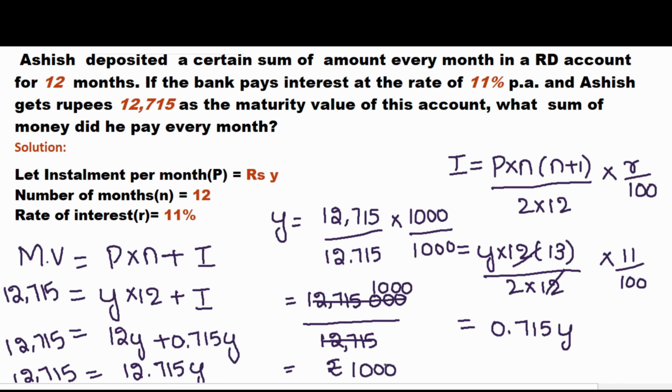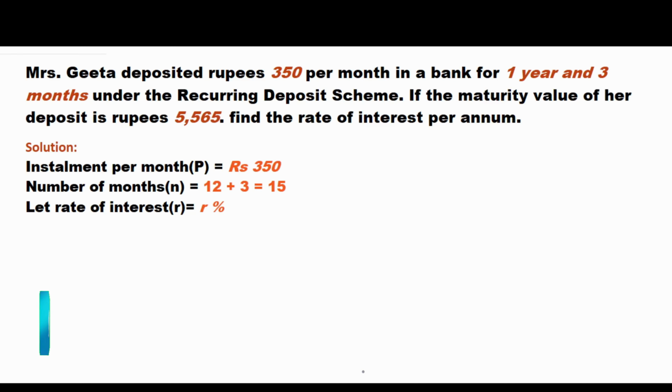So every month, 1000 rupees. The third problem is Mrs. Geeta deposited rupees 350 per month in a bank for 1 year and 3 months under the RD scheme. If the maturity value of our deposit is rupees 5,565, find the rate of interest per annum. So the installment per month is rupees 350. The number of months, 1 year and 3 months will be 12 plus 3, it's 15. The rate of interest is R%.